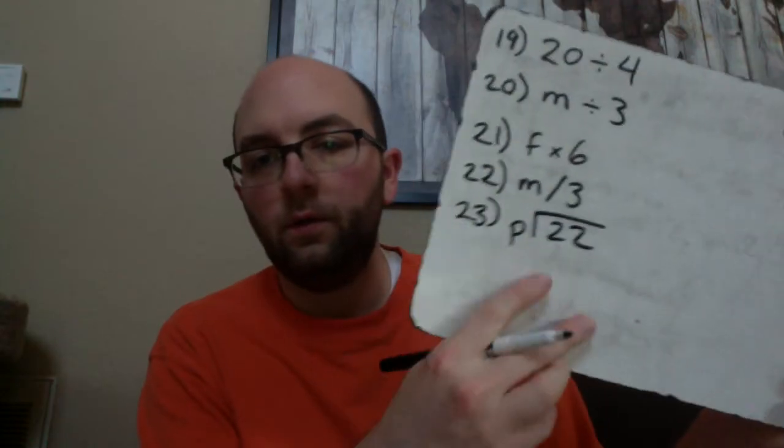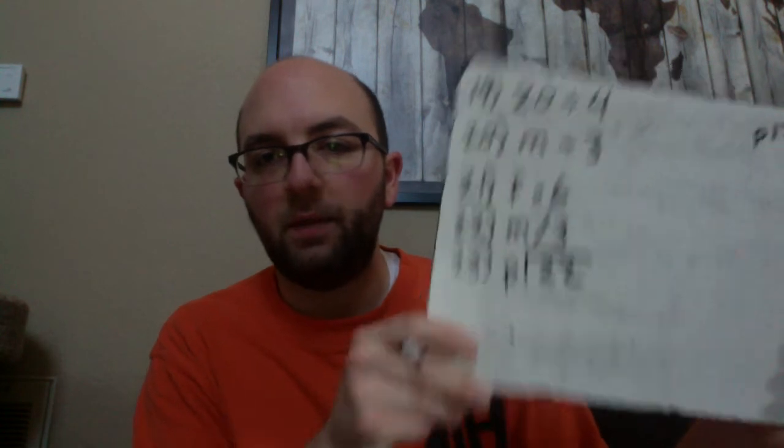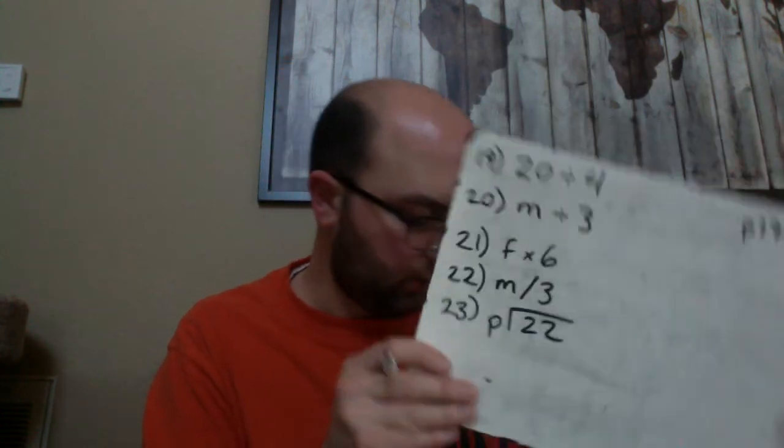Divide 22 by p. That's our 23rd one. Divide 22 by p. I'm going to do that long division style. So we have 22 right there, and it's being divided by p, right? So those are ways we can show those.